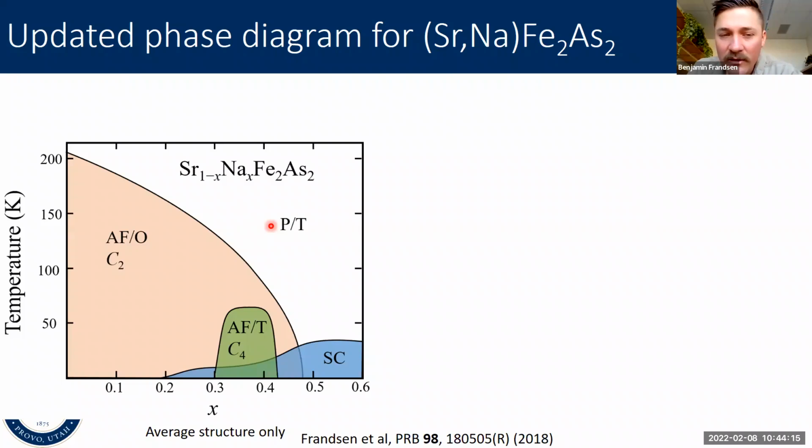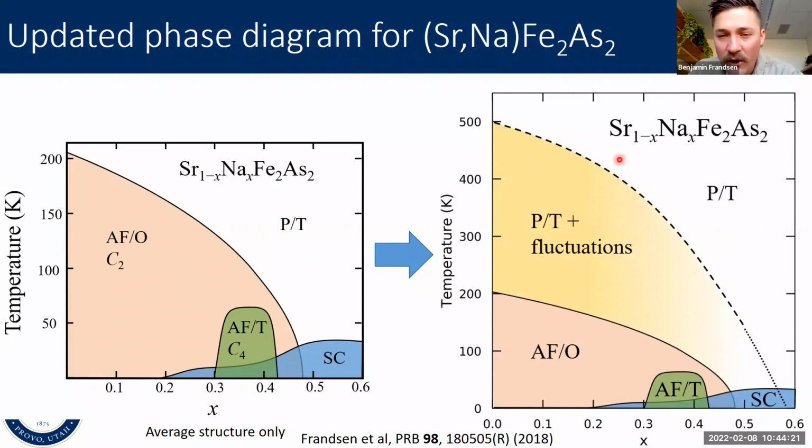This phase diagram is not accurately representing the local structure. So we should update it to show this very large region in temperature and composition space where we have significant short range nematic correlations. This would be the region of nematic fluctuations, which had been predicted and indirectly observed through various other probes. But here with PDF, we can actually directly observe these short range orthorhombic distortions.